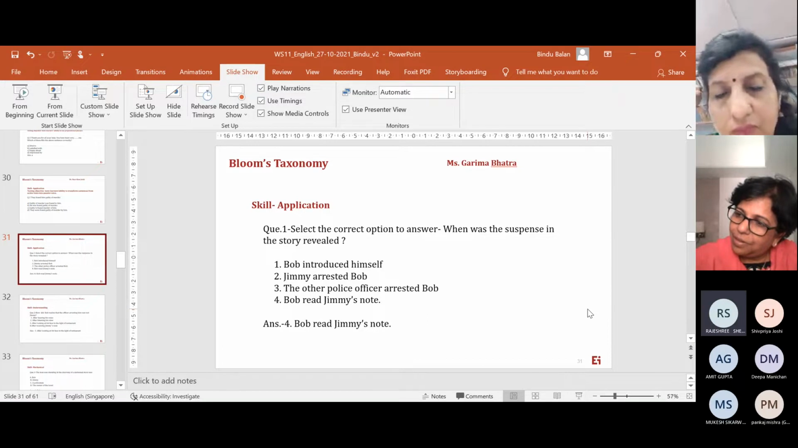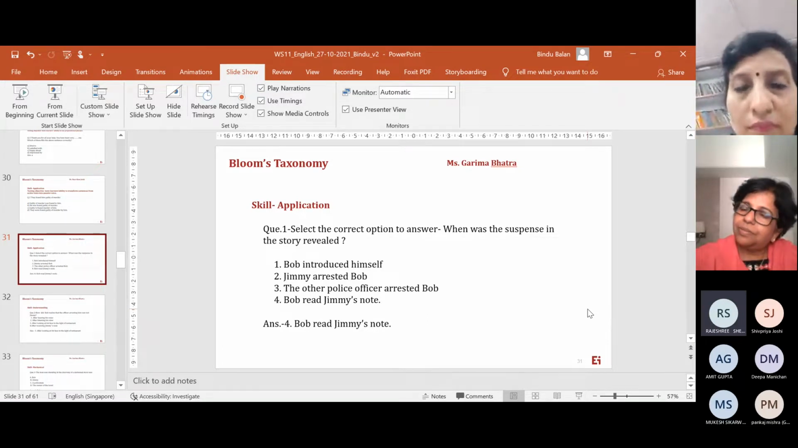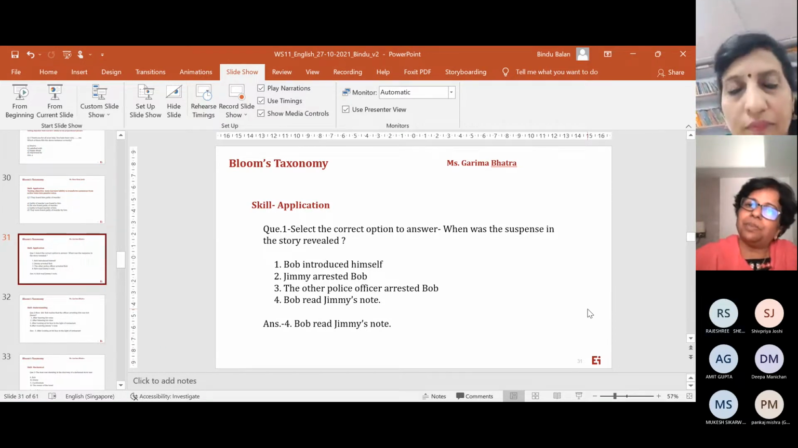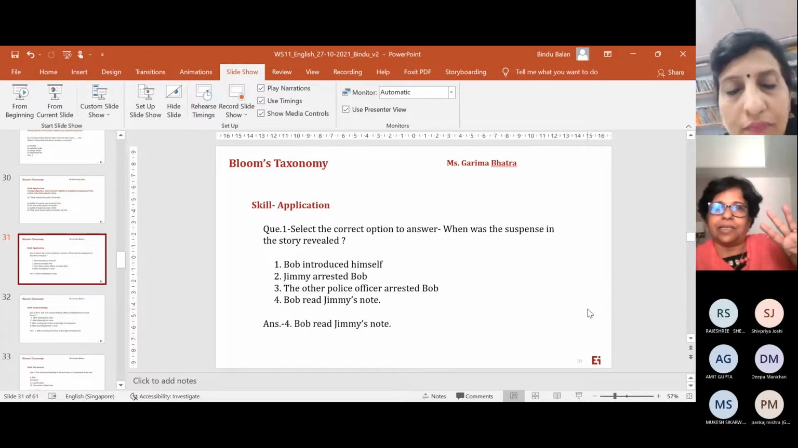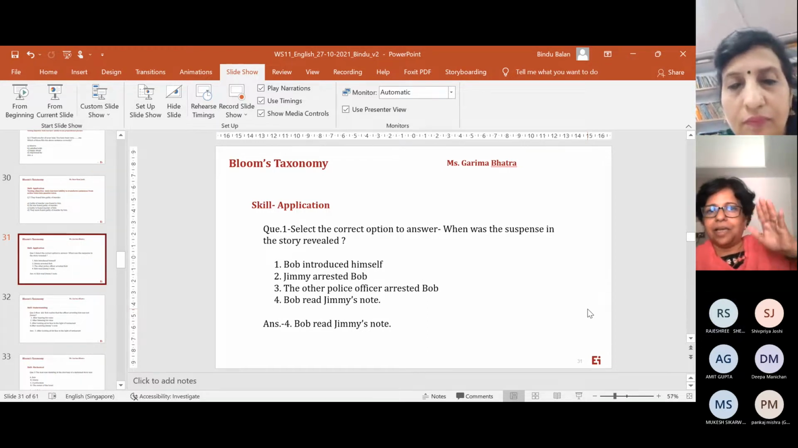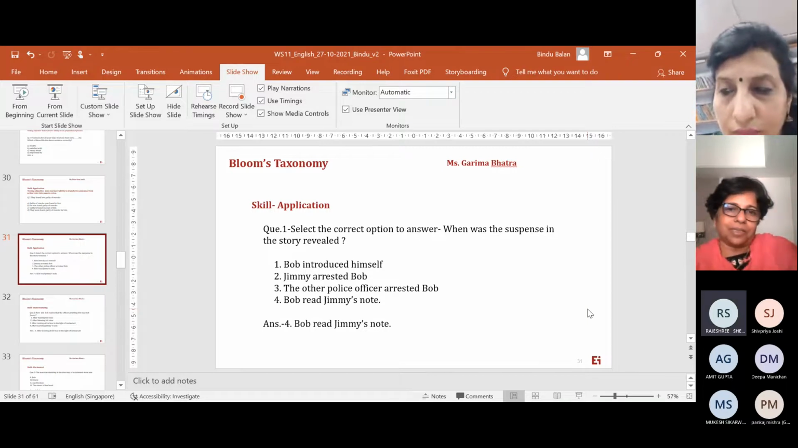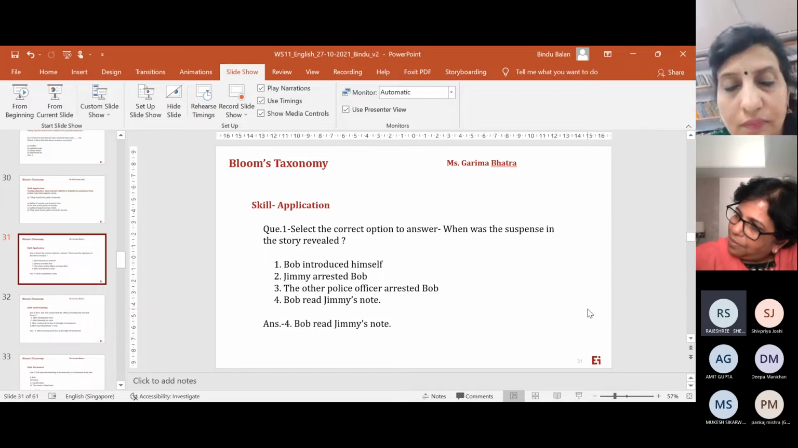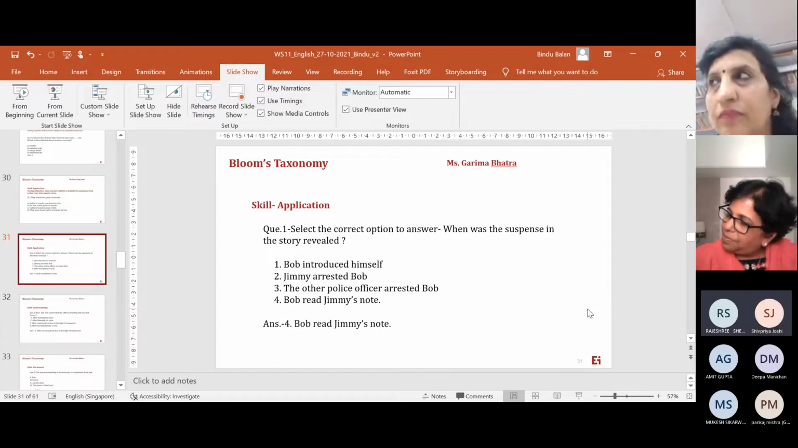Ma'am, I think it is not application. It is analyzing. You should go to analyzing. So we can call it application plus, like application and above, because we are looking at three categories: mechanical, understanding, and application. It goes beyond application. I think it goes to analyzing, and I think even evaluating also.